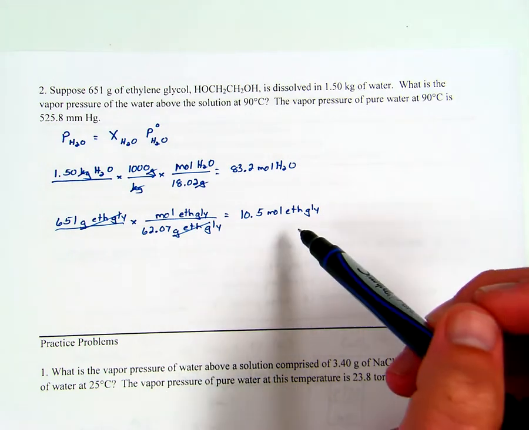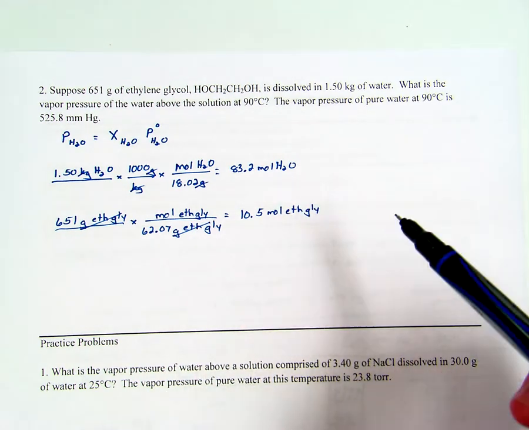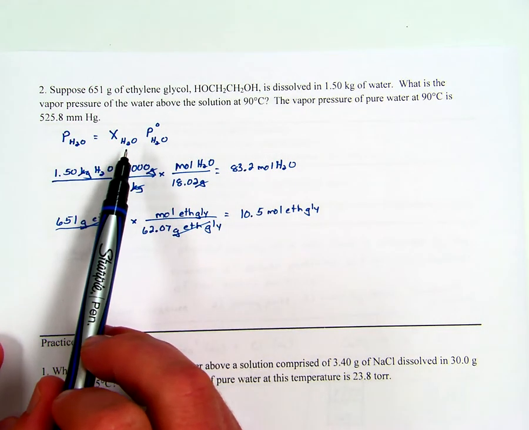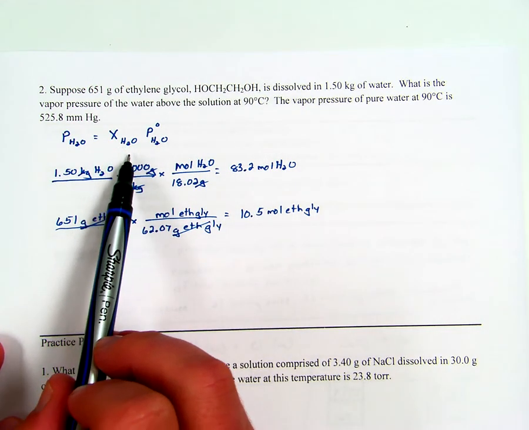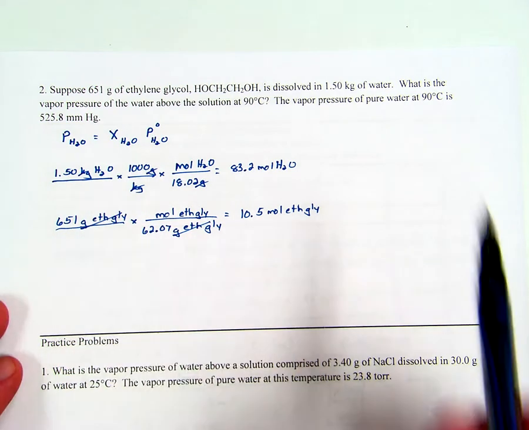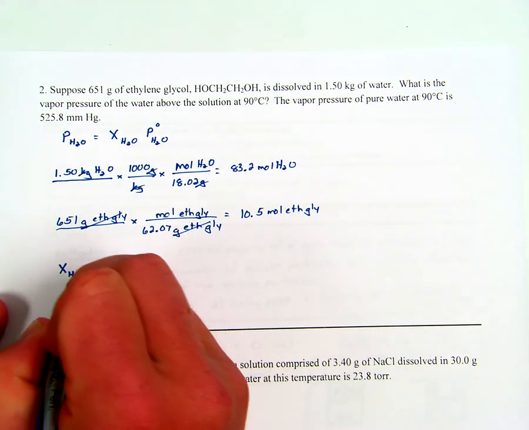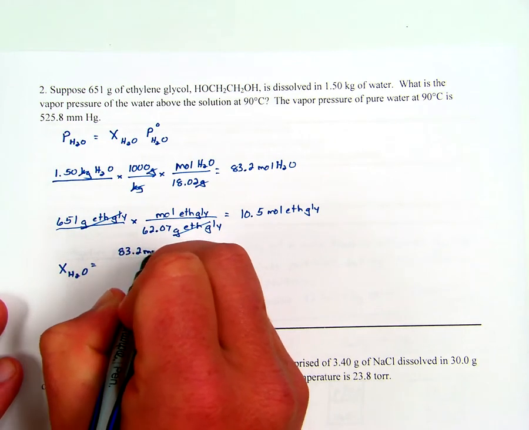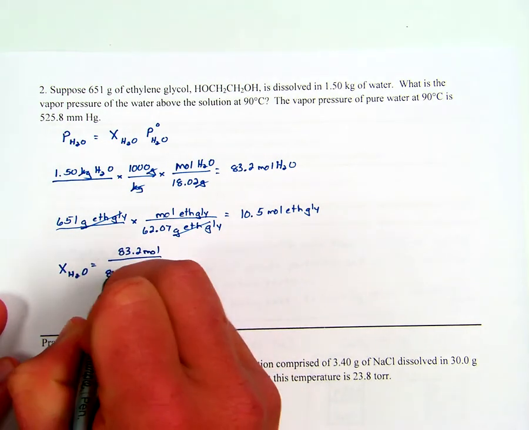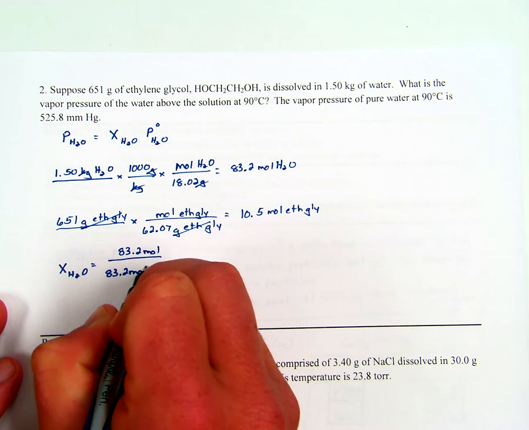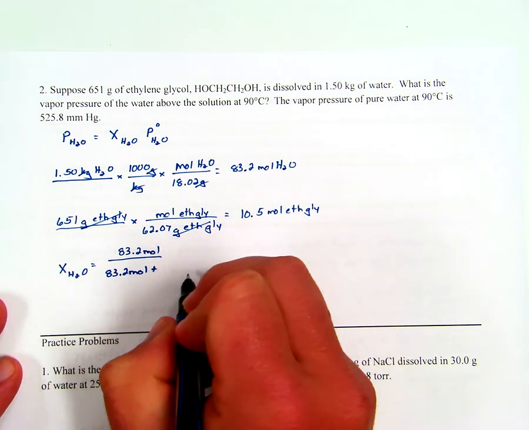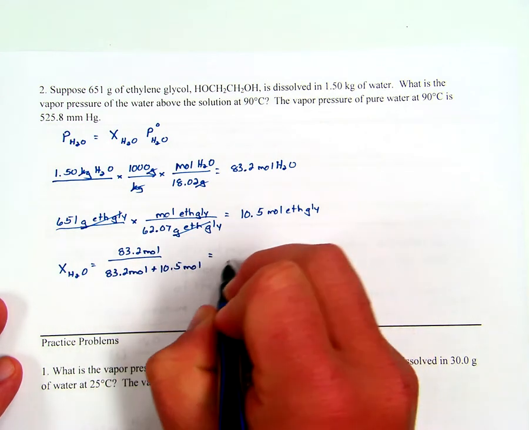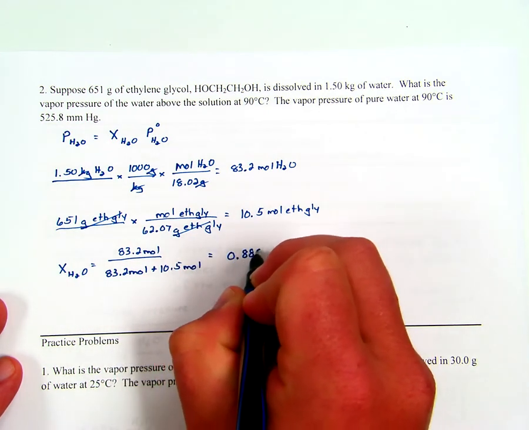Now I need to find the mole fraction of the water. This is something we normally don't do, find mole fractions of solvents, but in this case that's what I'm looking for. So the mole fraction of the water would equal the number of moles of water, 83.2 moles, divided by the total number of moles. So 83.2 moles plus the 10.5 moles, and I get a value of 0.888. So in other words, 88.8% of all the particles in this solution are water.